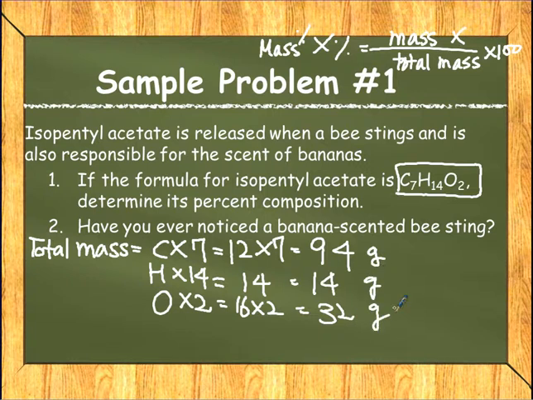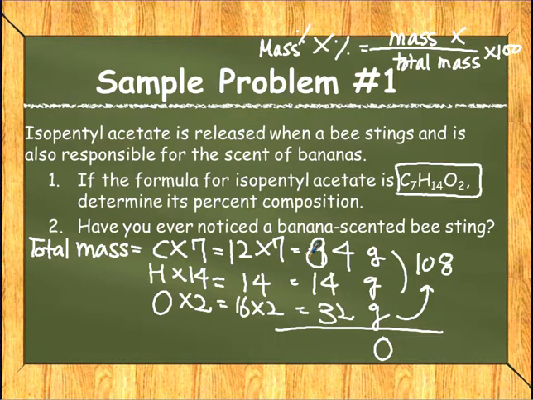And then what do I do to find the total mass? I have to add it. So when I add it, I get 84 plus 14. Sorry, so that's 98, right? 98 plus 32.